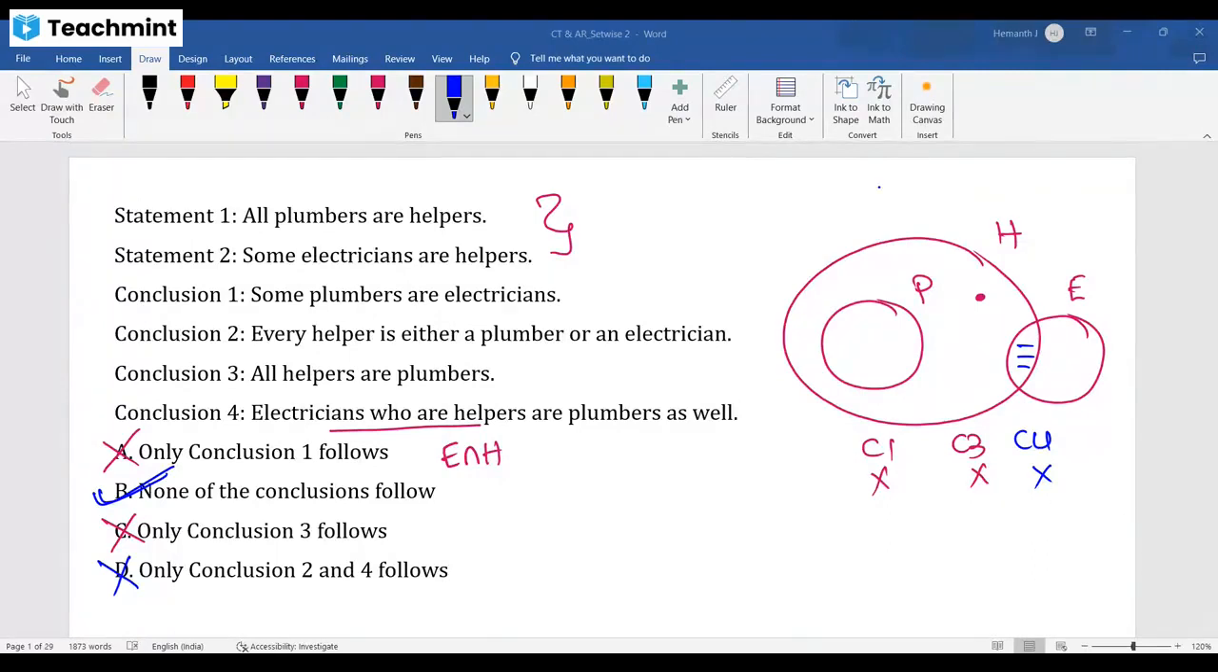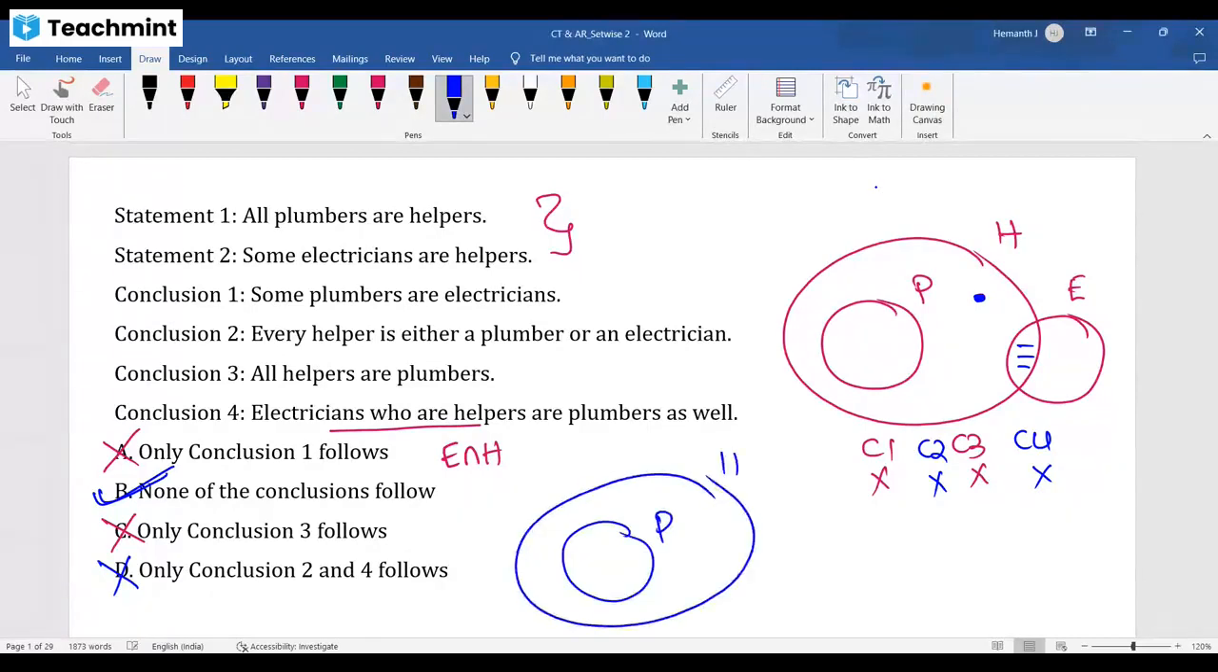Okay. Here, every helper is either a plumber or electrician. This is helper. This guy is not in plumber, not in electrician. So all failed. No, all failed, my dear. I'm showing you in this diagram all fail. You maybe tried a diagram like all plumbers are helpers, some electricians are helpers. It's your wish, but conclusion must be true in all diagrams, right?